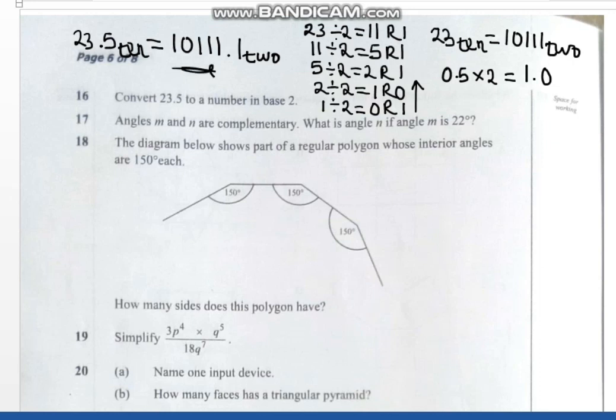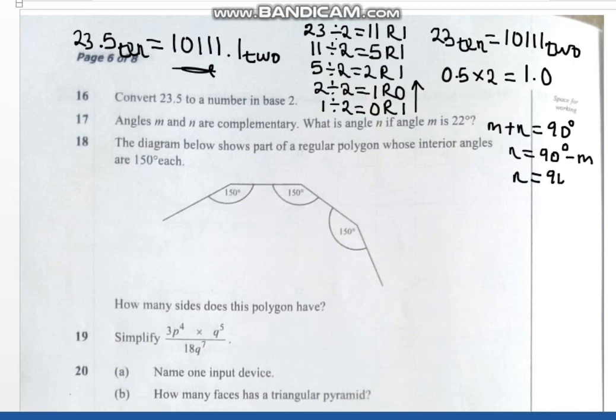Going to question 17, angles M and N are complementary. What is angle N if angle M is 22 degrees? Complementary angles add up to 90. So this means M plus N is equal to 90 degrees. Now if M has been given, what is N? N is equal to 90 take away M. So we'll just subtract what is given on M from 90 to get N.